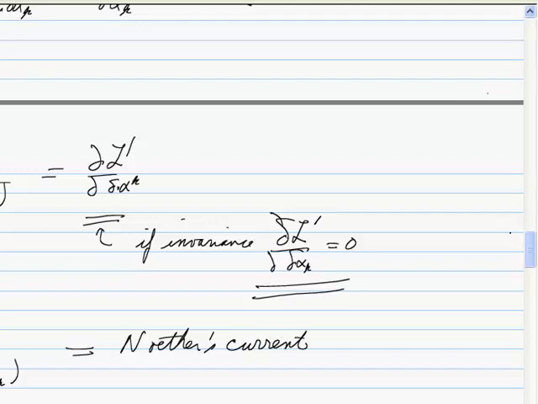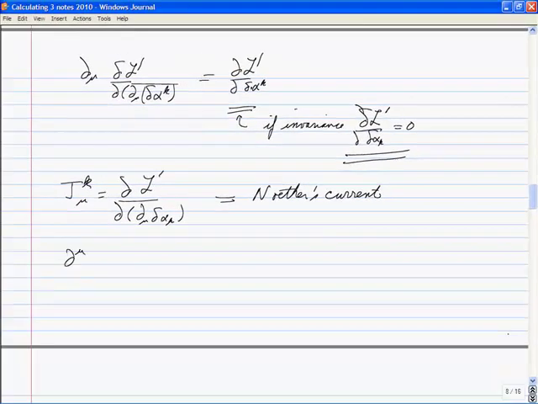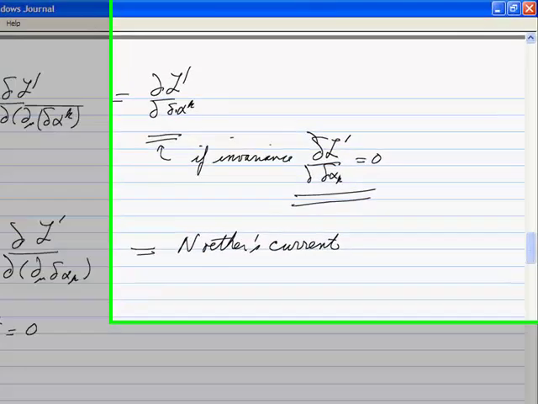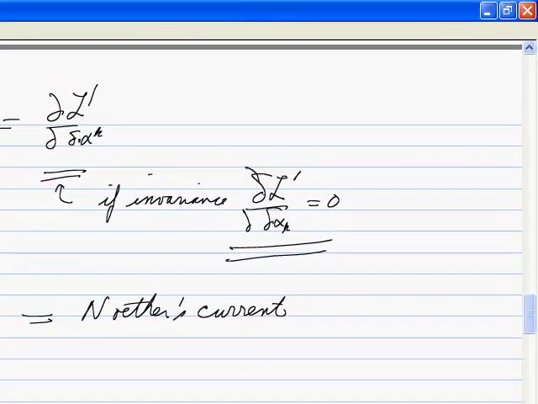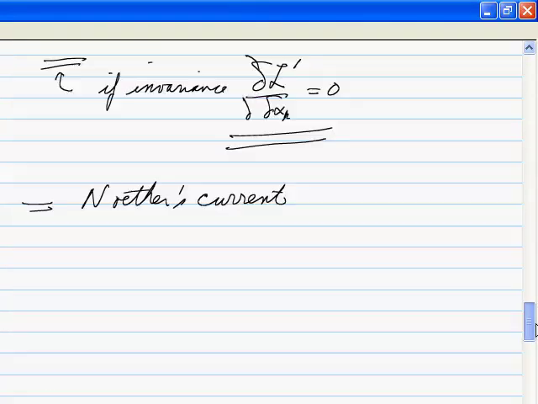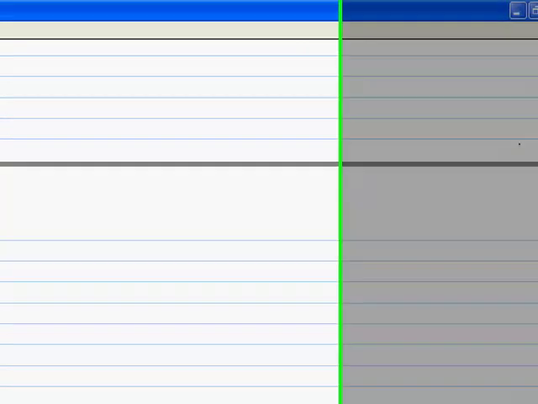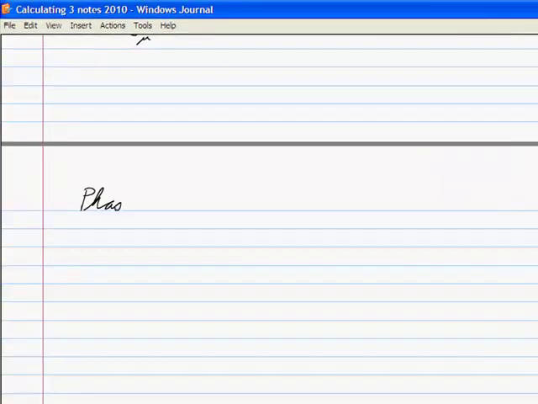Okay, and the Noether's equation then, or the equation of motion that I derived there, is ∂_μ J^μ = 0 if there's an invariance. Let's do an example. Maybe that may help. Okay, the example is, let's take a phase invariance.